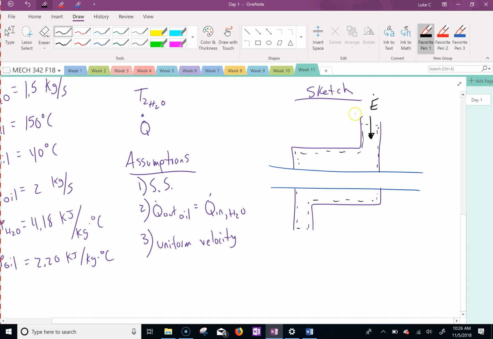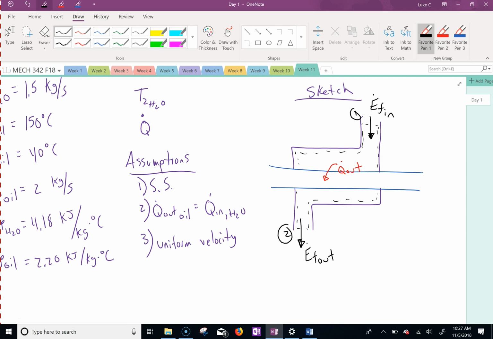I called this state 1. This is energy of the fluid in. Here's the energy of the fluid out. And then we have Q dot out, right? Which is really Q dot in the water. And label this state 2.